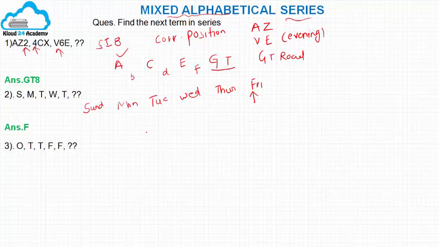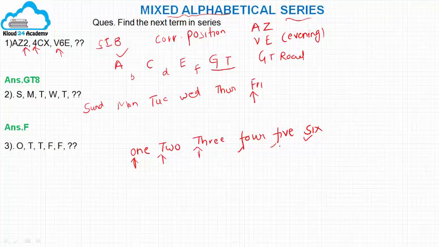Question number 3. OTTFF question mark. So this is a tricky one. Here's the solution. 1, 2, 3, 4, 5, 6. So it's the first alphabet. O, T, T, F, F. Now the first alphabet is S in 6. So the answer is S.